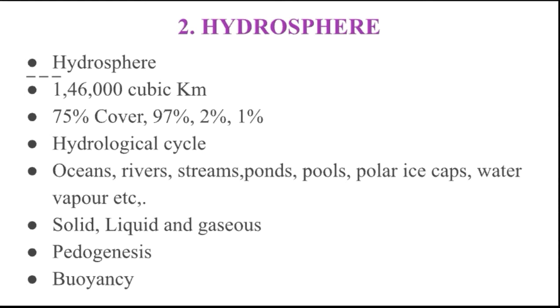We know very well the oceans, rivers, streams, lakes, ponds, pools, polar ice caps, water vapor, etc. These are the forms of the hydrosphere. About three-fourths of the earth's surface, that is 75%, is covered with hydrosphere.